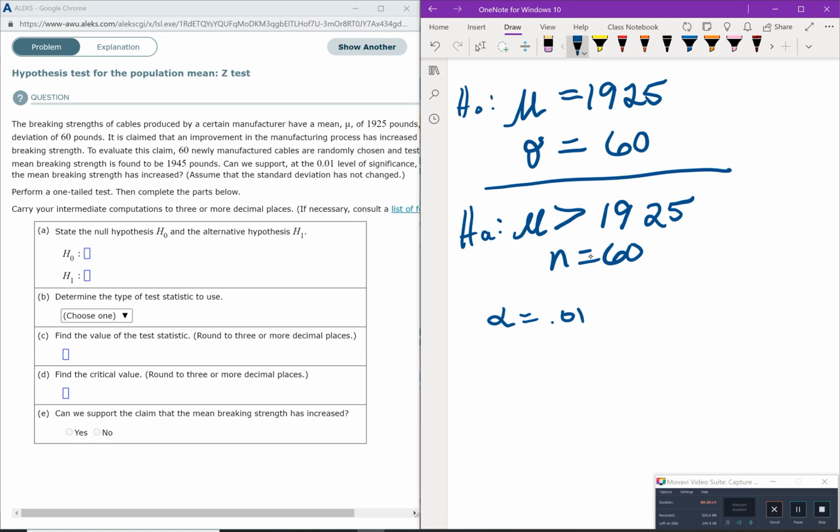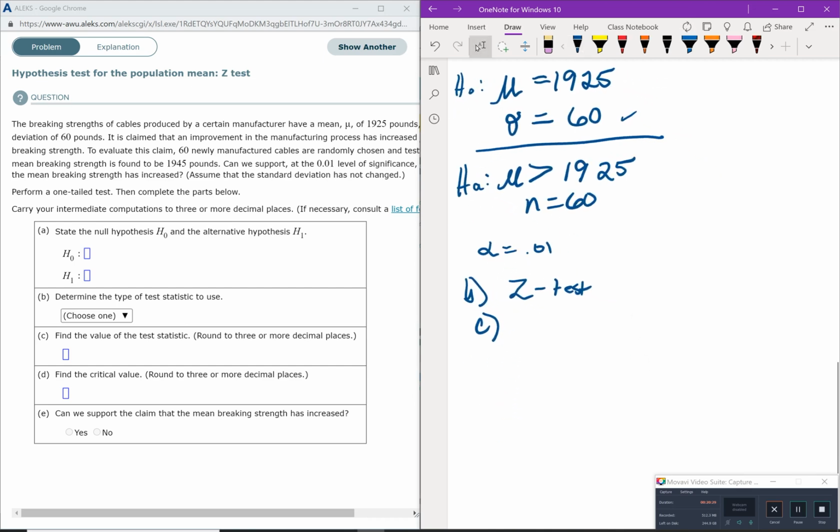Okay, so what type of test statistic should we use for part B? Well, for part B, we know sigma. Because we know sigma, we're going to use a z-test. Okay. And for part C, it says find the value of the test statistic. Okay, so we have a lot of information here.